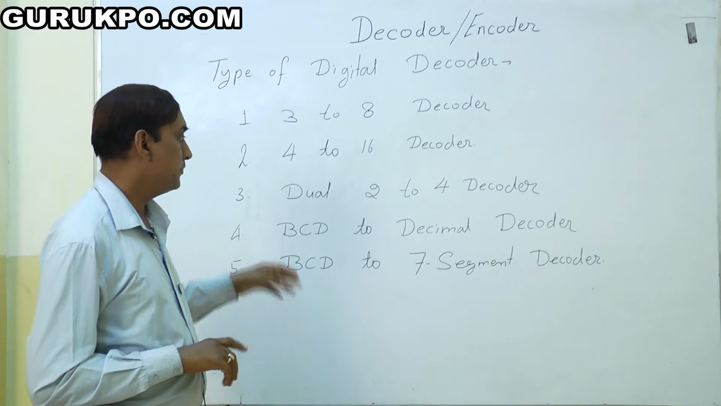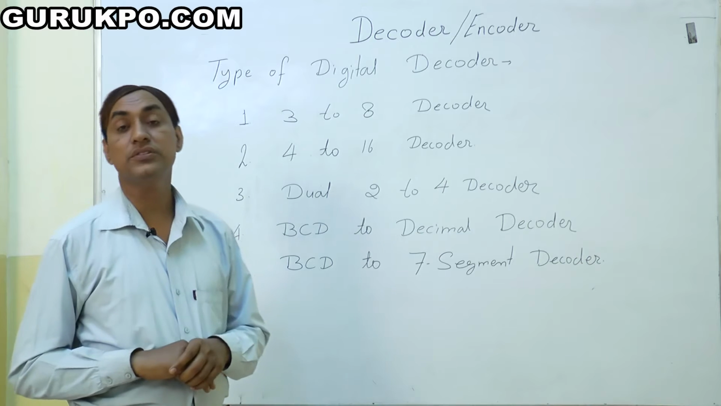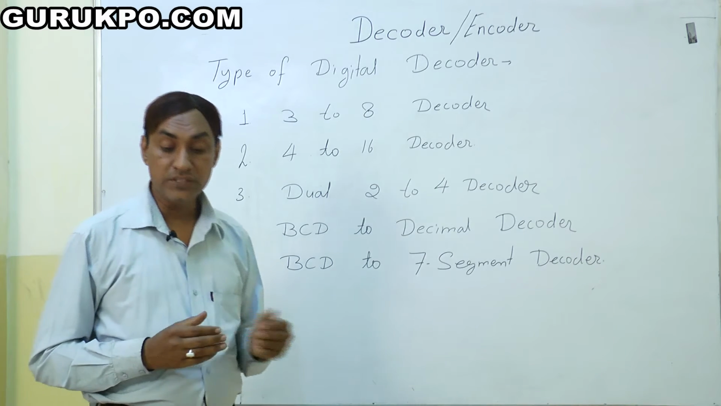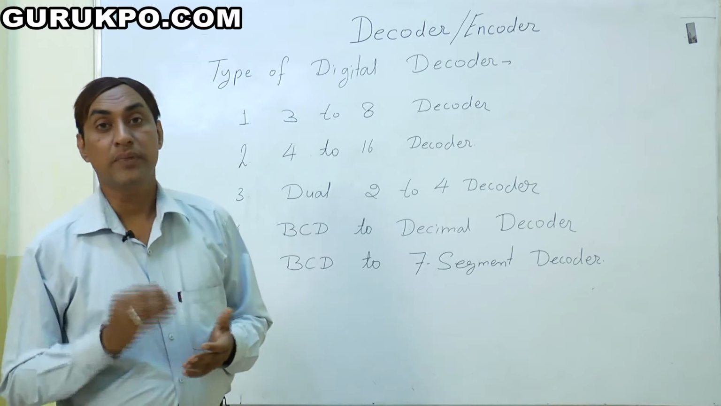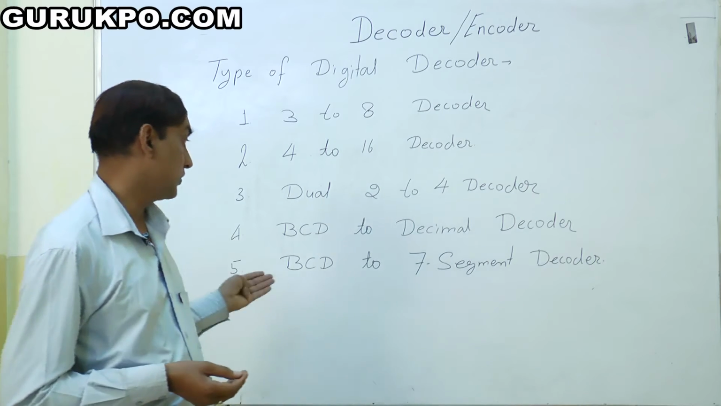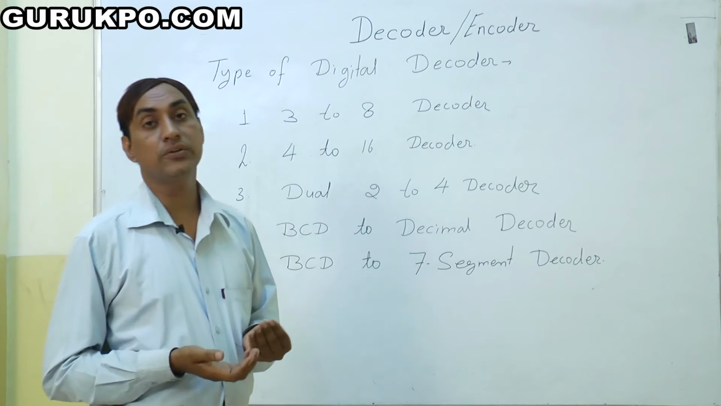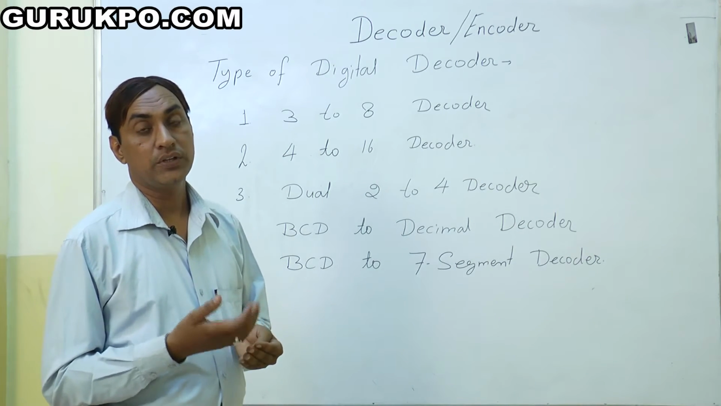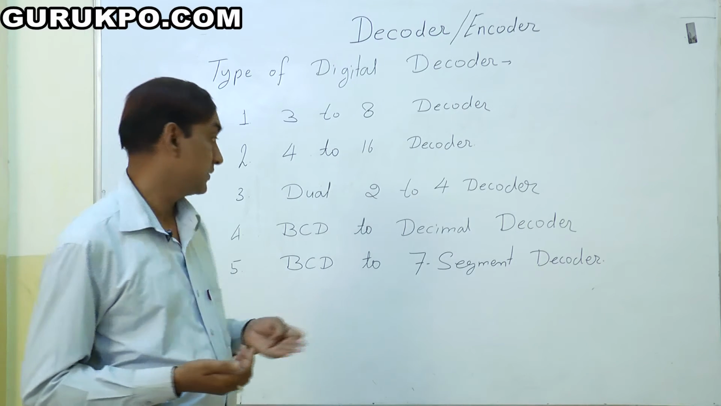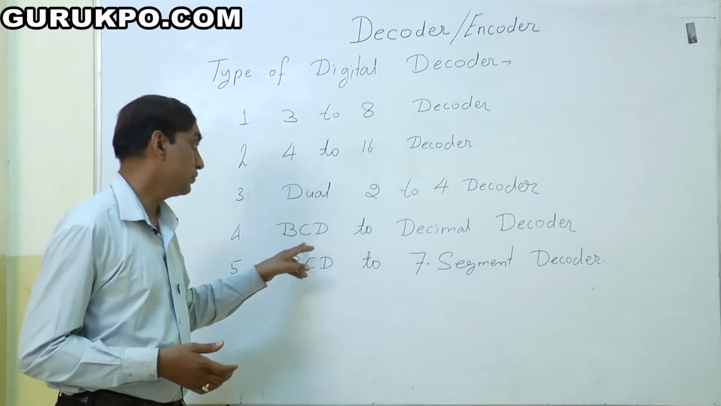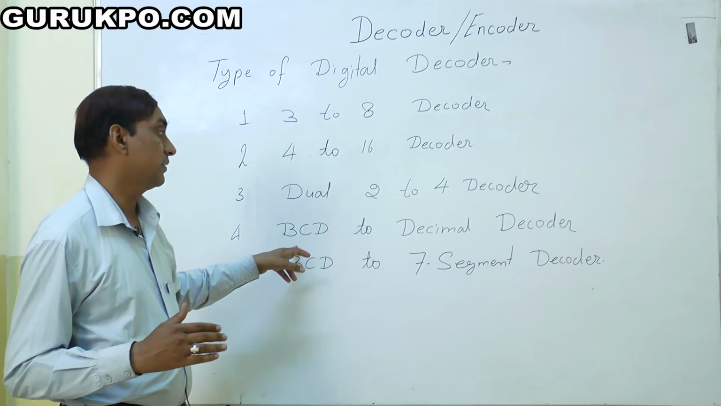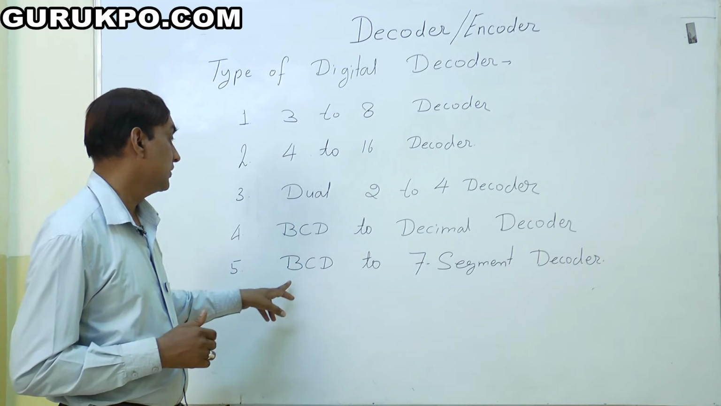Another one is the BCD to decimal decoder, which is very important, because this type of decoder is used to change a binary number into a decimal number. Using the decoder we can convert the number from binary to decimal. That's why this is important. BCD to decimal means a binary number can be converted directly into decimal. That's why we are using this one.